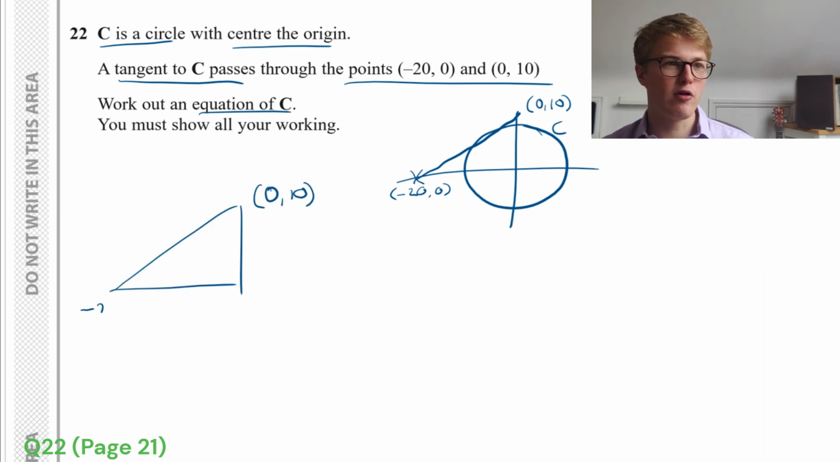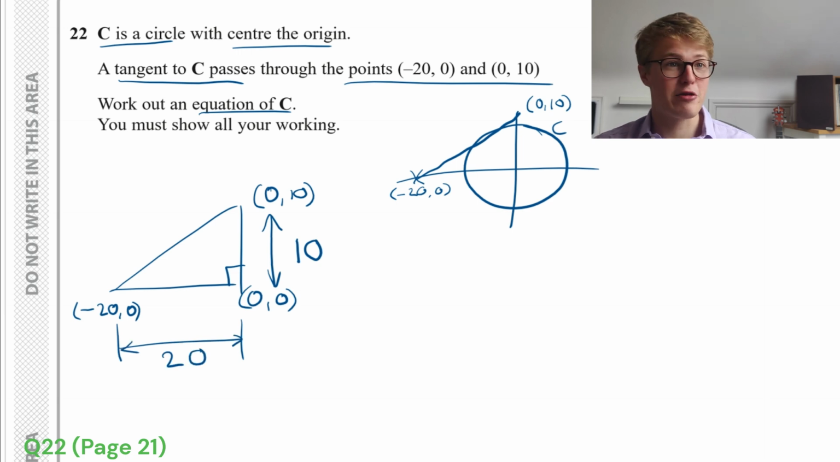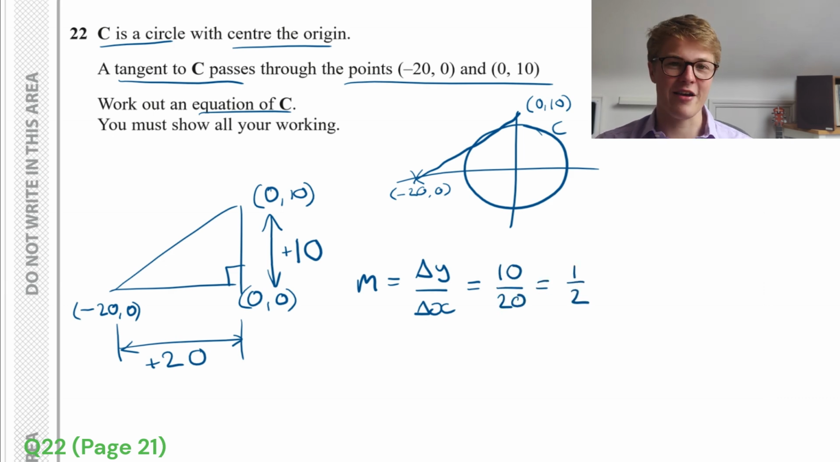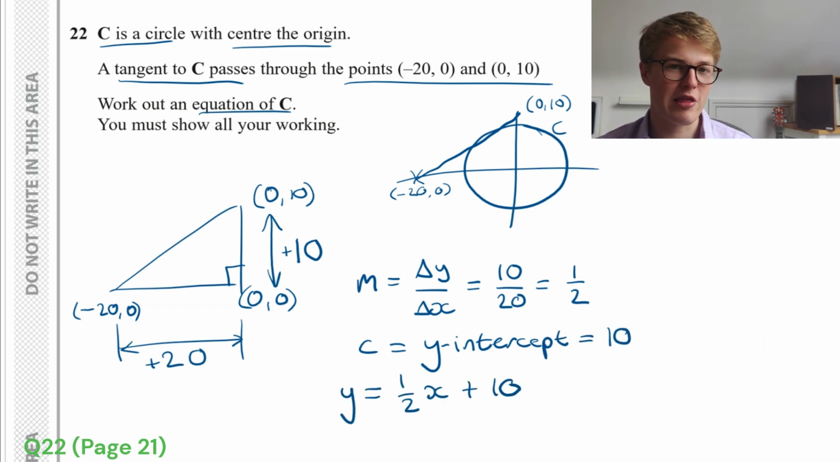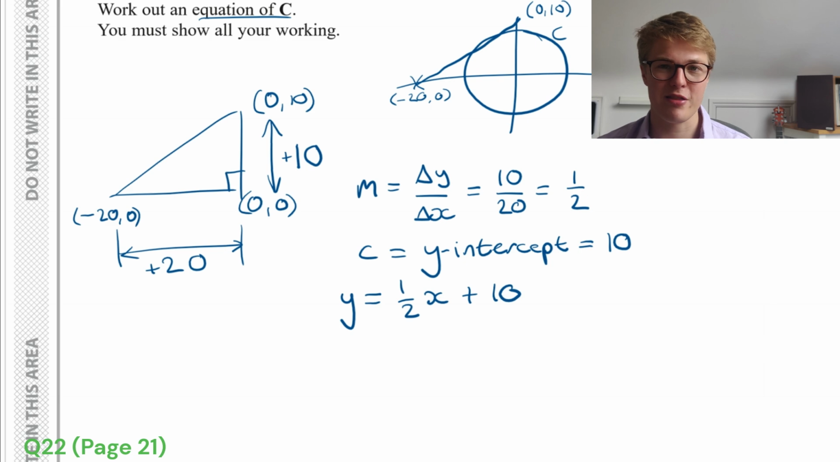When we draw out this triangle, we end up with what you can see here, and we know that the base is going to be 20 and the height is going to be 10. The gradient of this line is therefore going to be 10 over 20, because that's the change in y over the change in x, and that is a half. The y-intercept is 10, because we're told it passes through the point (0, 10), which means the equation for this line is y is equal to half x plus 10.